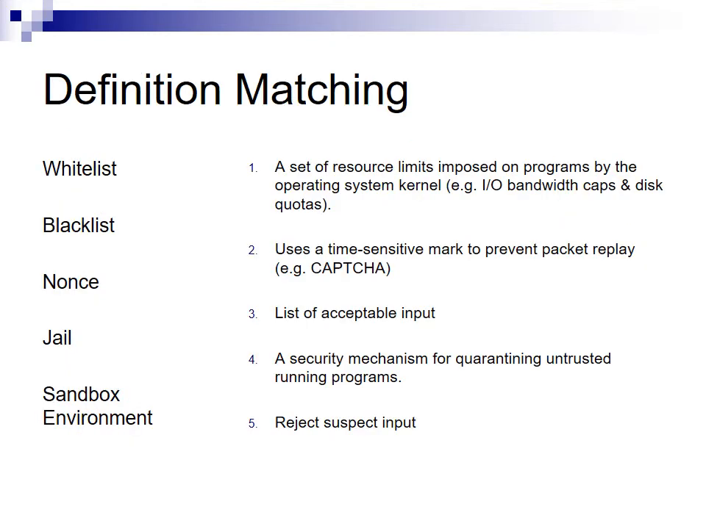So, definitions to mention. Whitelisting means a set of resource limits imposed on a program by the operating system. Blacklisting means use a time-sensitive mark to prevent the packet replay of that. So these are some of the terms that we are going to use. Like you can see, the jail is the set of resource limits imposed on programs. Blacklist means reject or suspend an input. You can see it like that.